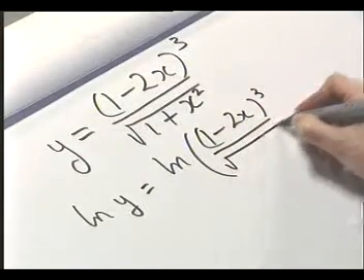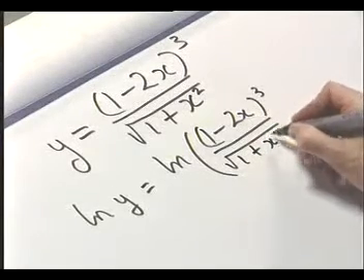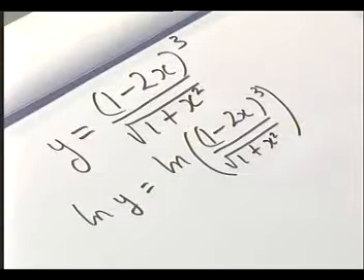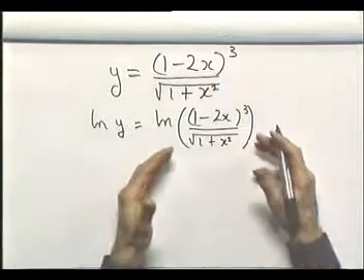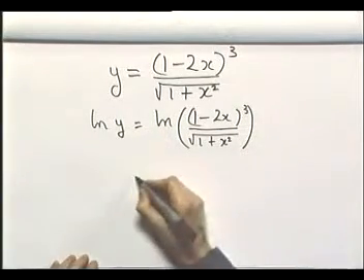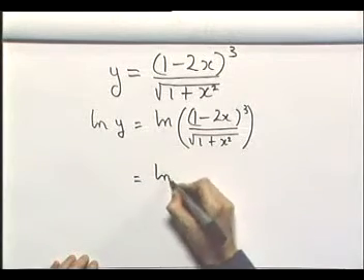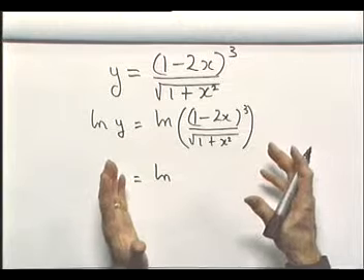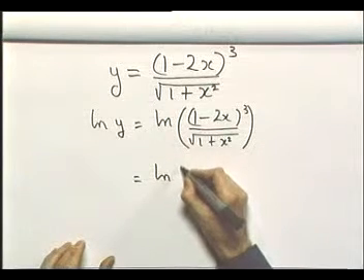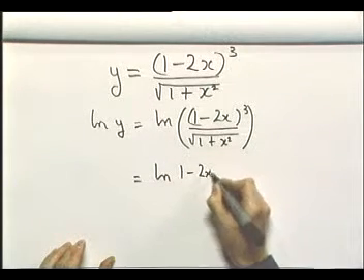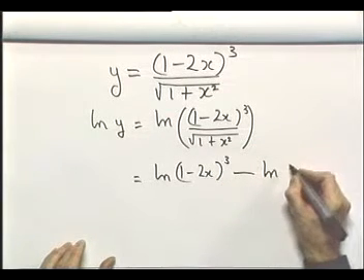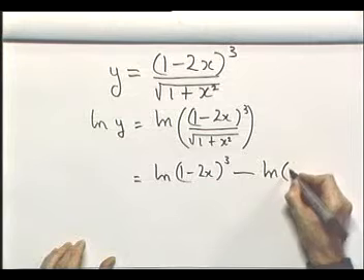And then, having taken logs of both sides, we can make use of our laws of logarithms to simplify this side. So let's begin by remembering that if we have a quotient, when we do the logarithm, then that's the log of the numerator minus the log of the denominator.